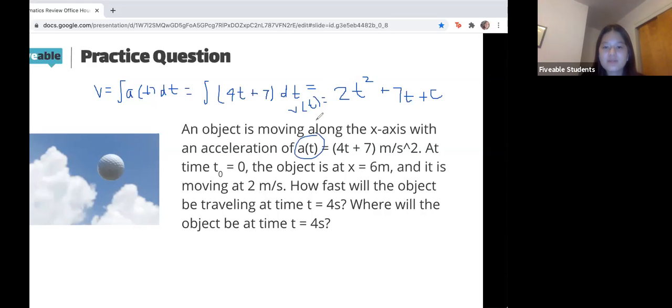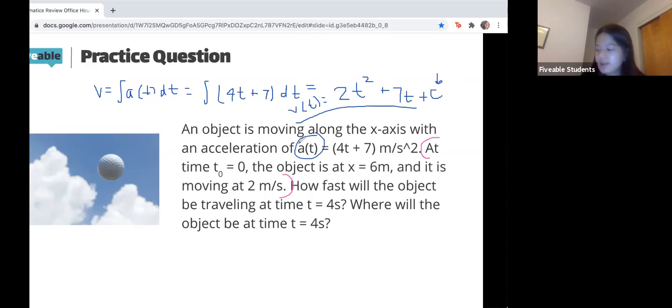So we had our acceleration function. Now we have our new velocity function, but this is not complete. We have a constant, and we can actually solve for this constant because we were given something. So here, I'm going to highlight in a different color for a second, in pink. We were given some information from here to here, some givens.